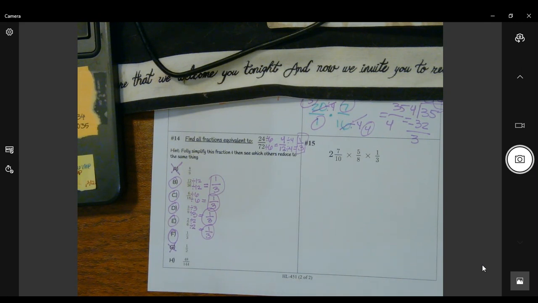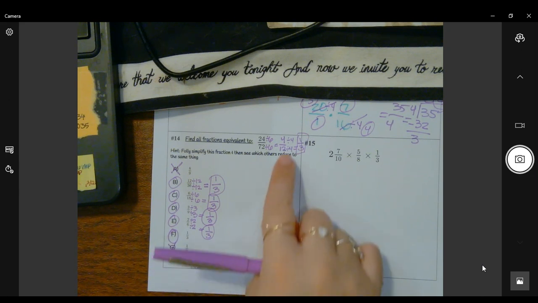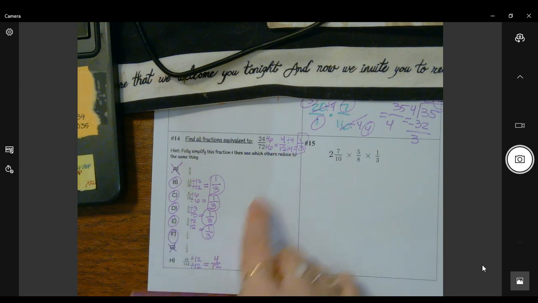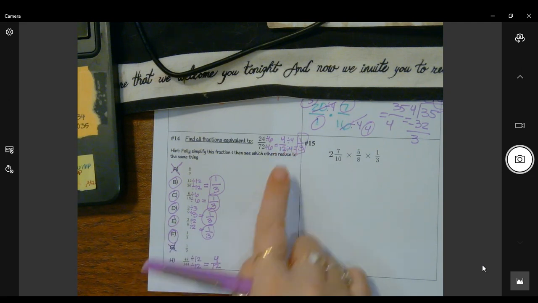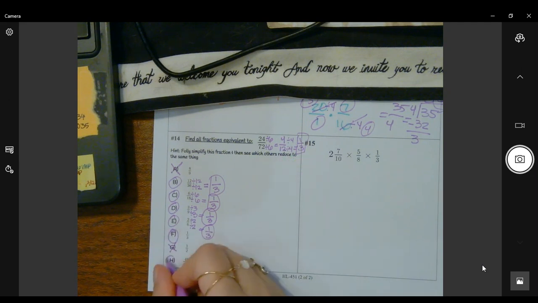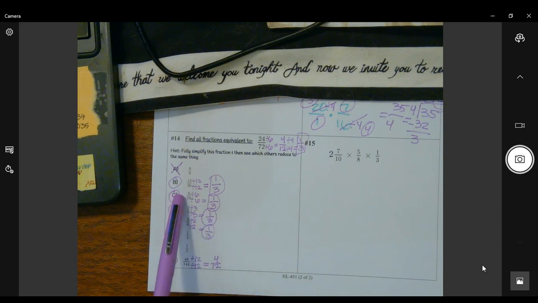Finally, the last one I have left is I see 12 can go into both of these, and 48 divided by 12 is 4, 144 divided by 12 is 12, and I could keep reducing it, but I can see right here that that was already part of the one that I reduced it to up here, so obviously 4/12 is going to keep reducing to 1/3. So those guys are equivalent. Right, so hopefully, no matter how you did it, you guys could have used different numbers to reduce it down, but you should have ended with B, C, D, E, F, and H are all equivalent to 1/3, or 24/72.